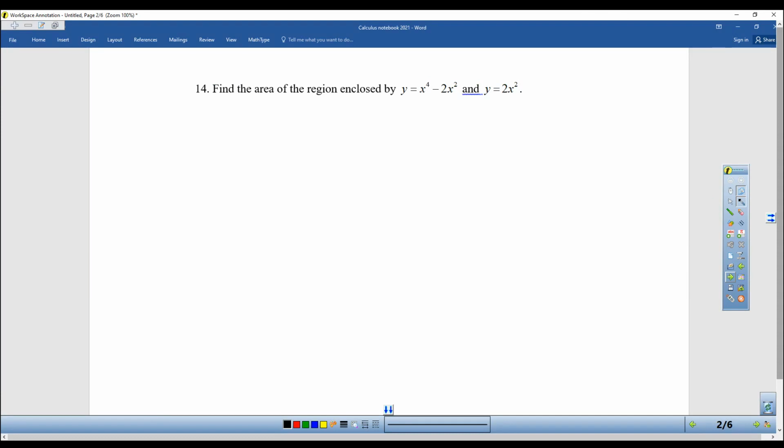Number 14. Find the area of the region enclosed by y is equal to x to the 4th minus 2x squared and y is equal to 2x squared. So the answer is 128 over 15. If you would like to try this by hand, you could try graphing it yourself, doing the integral yourself. But of course, you do know I'm going to do it for you.